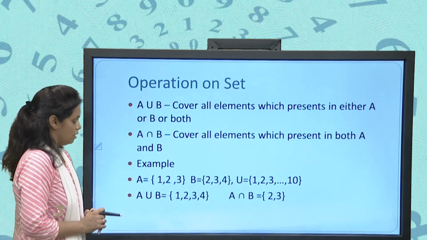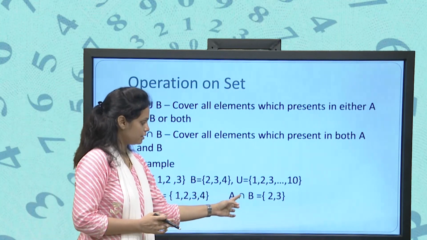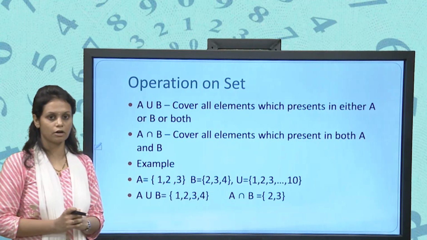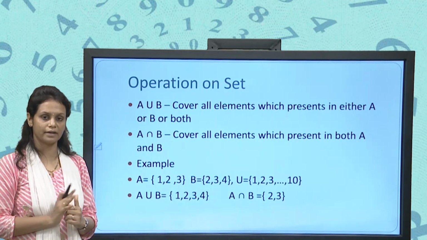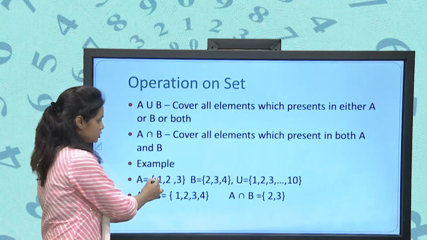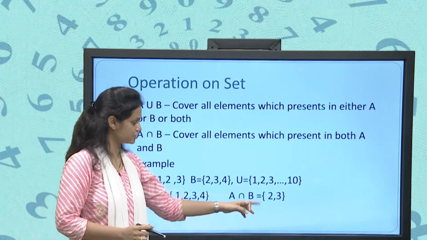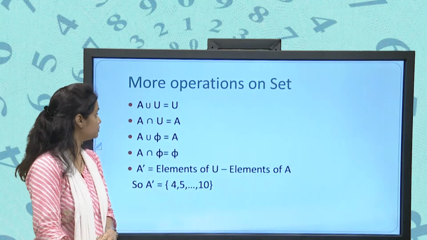Now we will find the intersection, A intersection B. What is the meaning of intersection? The common elements in A and B. Which are the common elements? It is 2 and 3. So the output of A intersection B is 2 and 3, right?